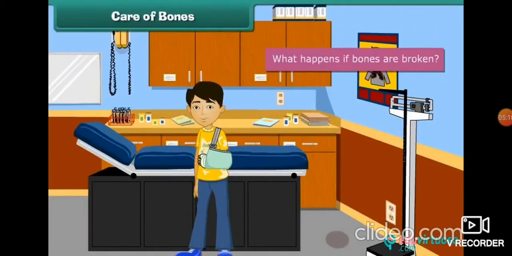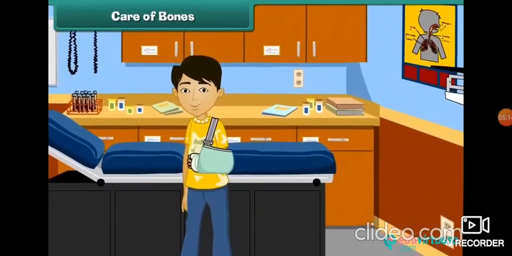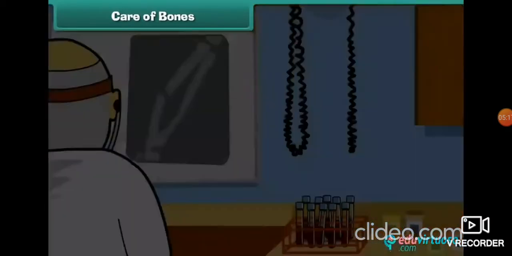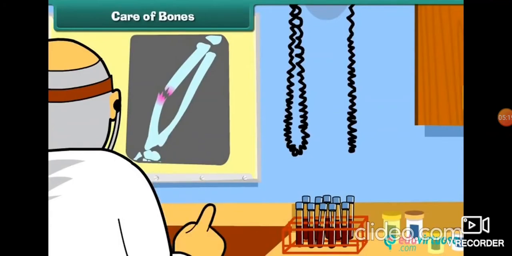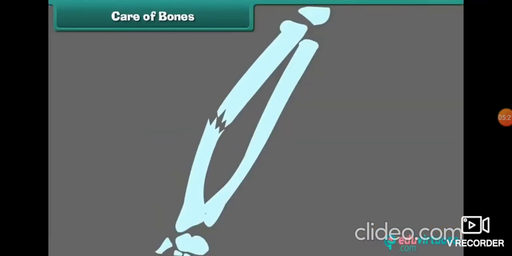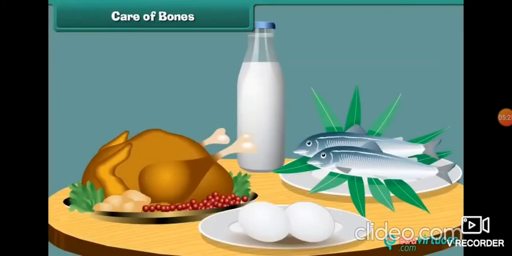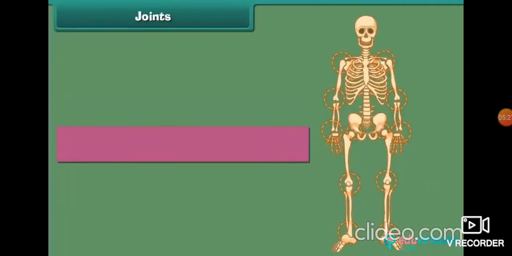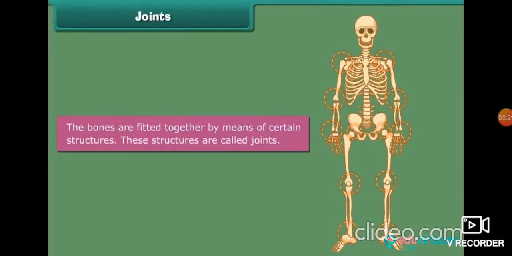What happens if a bone is broken, or if there is any crack or break in the bone? We call it a fracture. If there is any fracture, then we go to the doctor, and what does he do? He uses plaster, right? Plaster helps us to fix it, but along with it we should have a good diet, a protein rich diet.